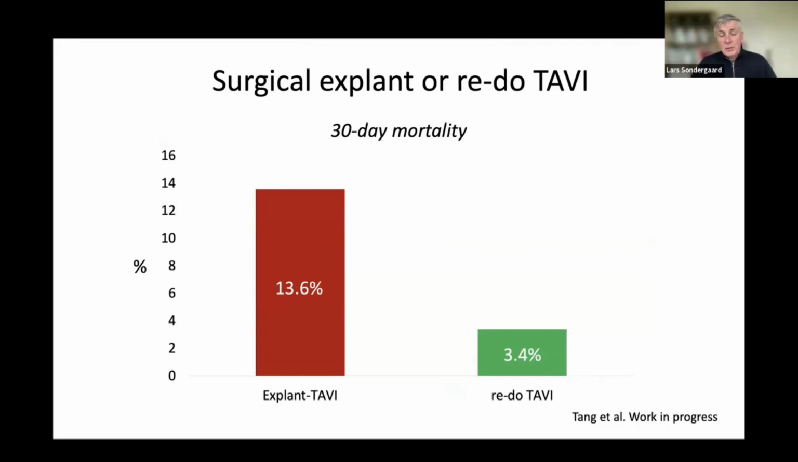a 30-day mortality rate of 13%, even when you exclude patients who have redo surgery or surgery due to acute endocarditis. Of course, it's also because these are quite old patients with comorbidity, but still, it's not a walk in the park to explant a TAVI valve which has been in there for many years. It's often involving root replacement for these patients. So redo TAVI is probably the way forward.